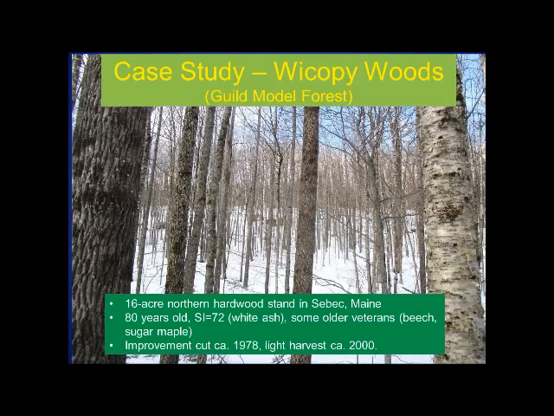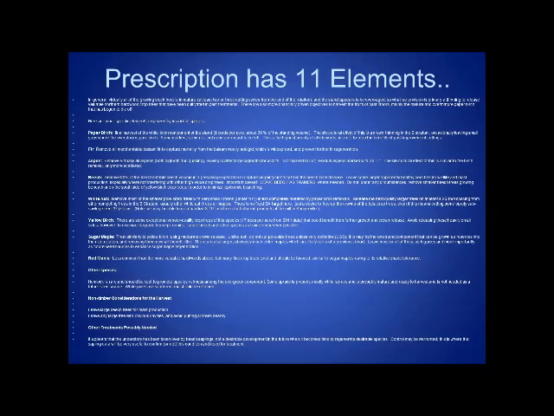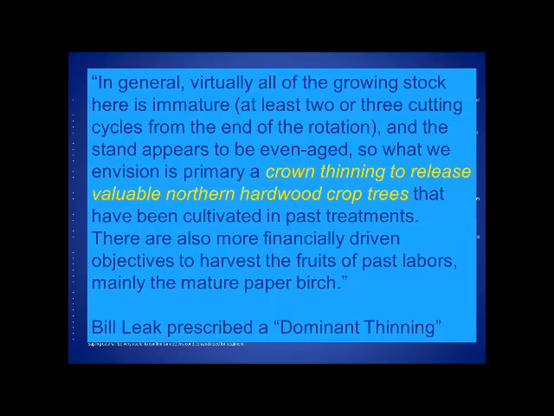Okay, so this posed an interesting question. I wanted to use this for my silviculture class last fall, so we went in and did some marking. The question is, okay, what are our options for this piece of ground? So being an academic and interested in silviculture, there's our prescription. That's what it takes to get it on one slide. It has 11 elements, mostly how to deal with the individual species, but if you parse it out, it's mostly a crown thinning to release valuable northern hardwood crop trees, which is, of course, what we would hope almost anybody would do in such a stand, because it's immature. Even though it's 80, the average QMD is like 10, 11 inches. They're not ready to cut.